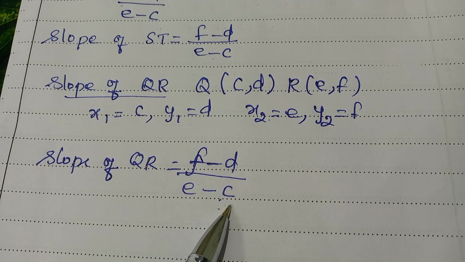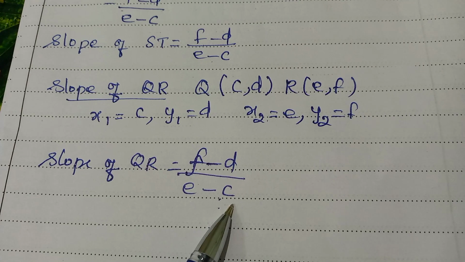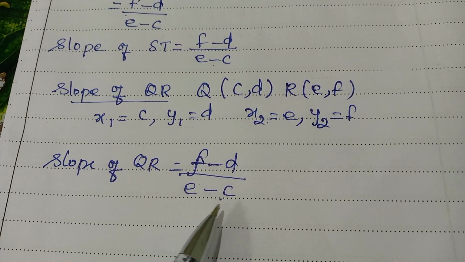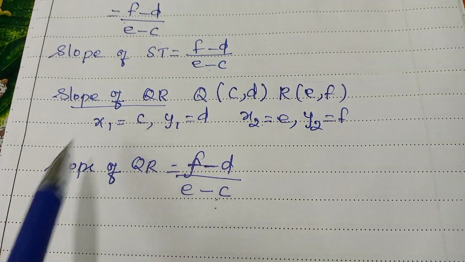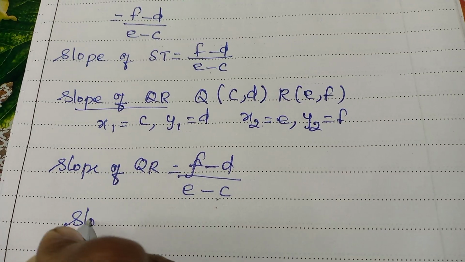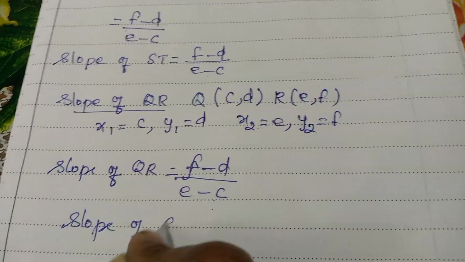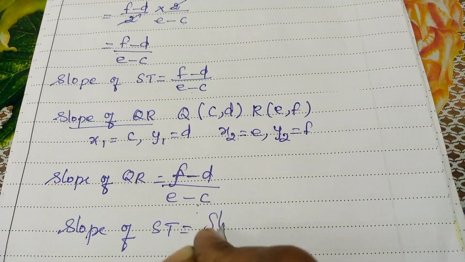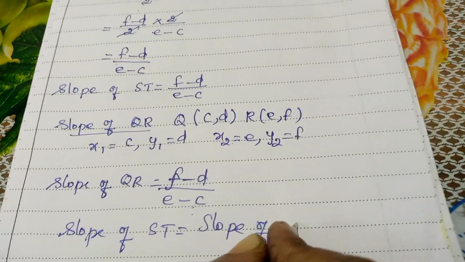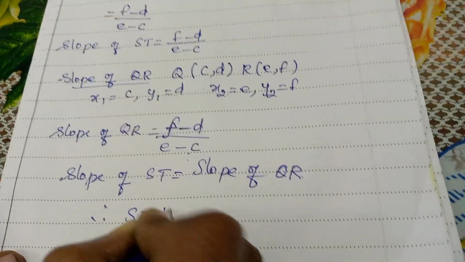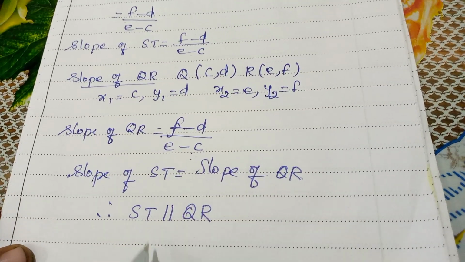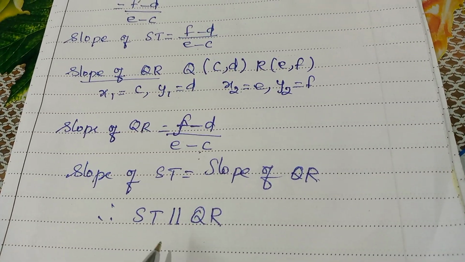So one answer we got: ST and QR can be said to be parallel. Both the slopes we got have equal value. So we can say slope of ST equals slope of QR. Therefore, ST parallel QR. One answer we got, isn't it?